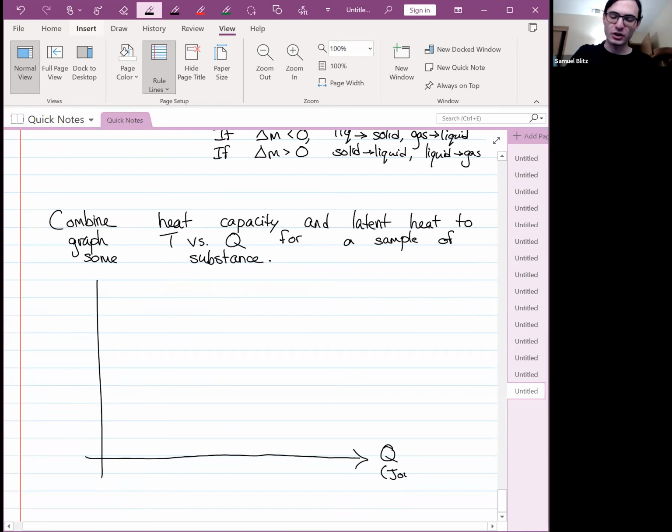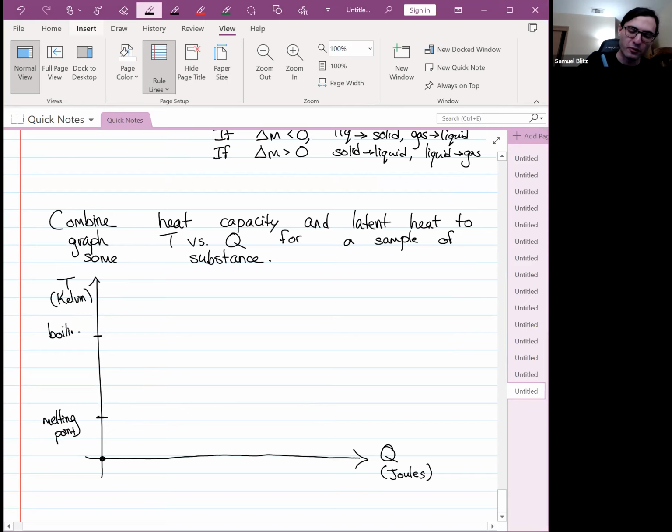So this is the amount of heat added to your system. And then you have T measured in Kelvin up here. And so at 0 Kelvin, maybe you have, this isn't necessarily 0 degrees Celsius or 0 Kelvin, it's just some starting point. And then as you add heat, the temperature increases linearly. Let's put the melting point here. This is the temperature. And let's put the boiling point here.